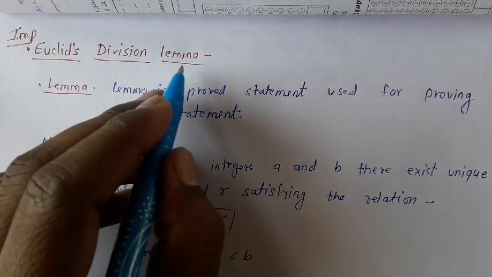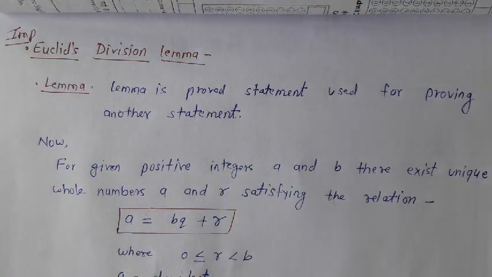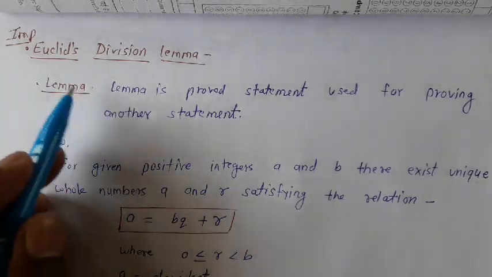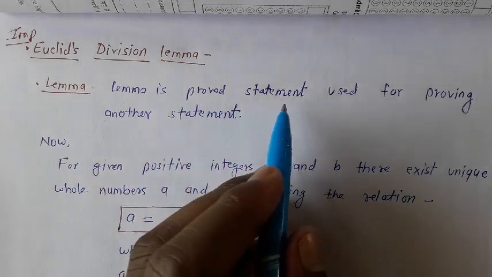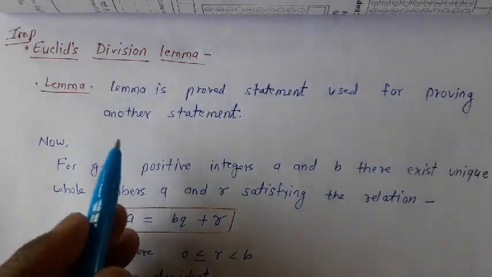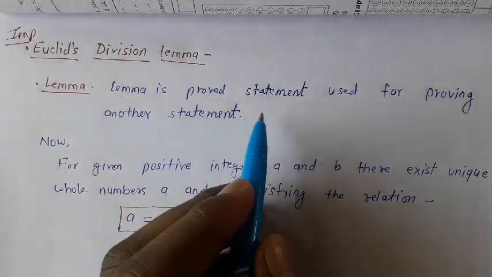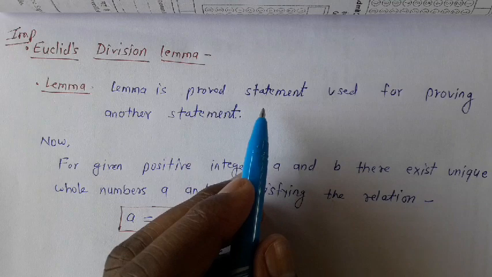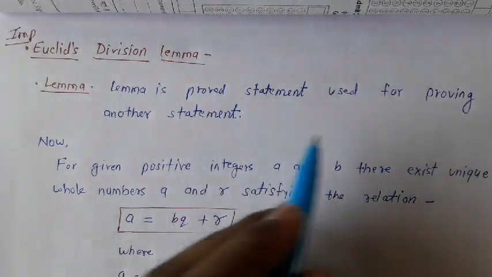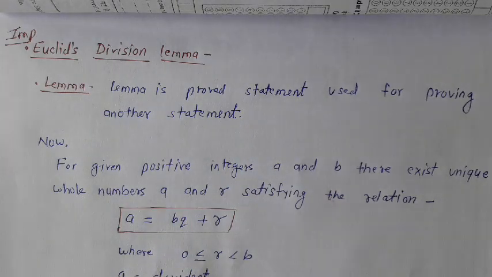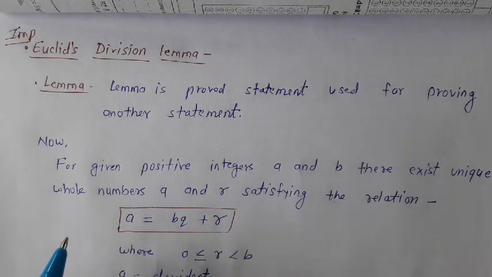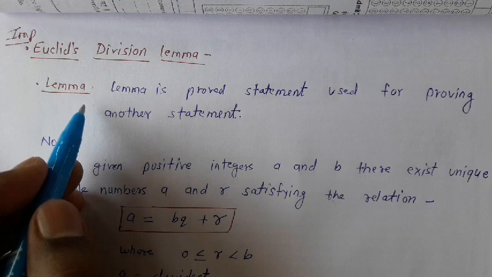So first of all, we should know what a lemma is, because it is a new word. Lemma means nothing special. Lemma is a proved statement used for proving another statement. It is already proved, no need to prove it. You can prove another statement with the help of a lemma. So this is known as a lemma.